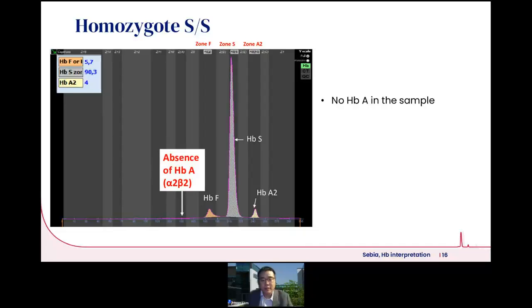This is the situation of homozygous sickle cell. You totally lose hemoglobin A because there's no normal beta chain to form your hemoglobin A. The hemoglobin S peak would be the dominant fraction. Of course, there's elevated hemoglobin F as well.